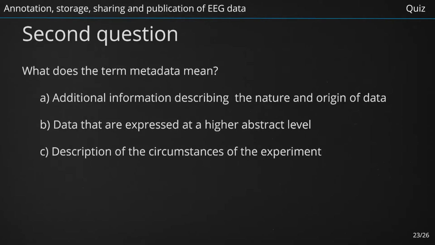What does the term metadata mean? A. Additional information describing the nature and origin of data. B. Data that are expressed at a higher abstract level. C. Description of the circumstances of the experiment. The incorrect answer is B.